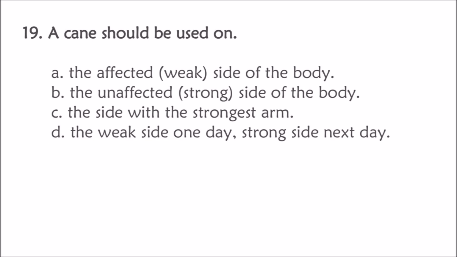19. A cane should be used on A. The affected or weak side of the body. B. The unaffected or strong side of the body. C. The side with the strongest arm. D. The weak side one day, strong side next day. The correct answer is B. The unaffected, strong side of the body.